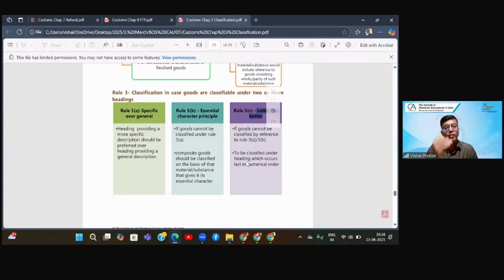Within each chapter, you will have headings. So wherever your product is getting classified in 2 or 3 different headings, and you are not able to decide from 3A and 3B, because 3A and 3B are also giving multiple answers, then you go by the numbers. From 3A and 3B, you will get multiple headings where your product can fall, applying the specific rule or the essential character rule. Now, out of these headings, use that heading which is sequentially the last. That is the latter the better principle.